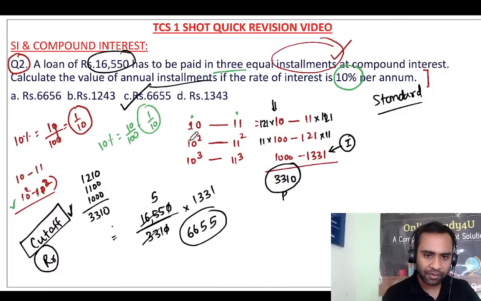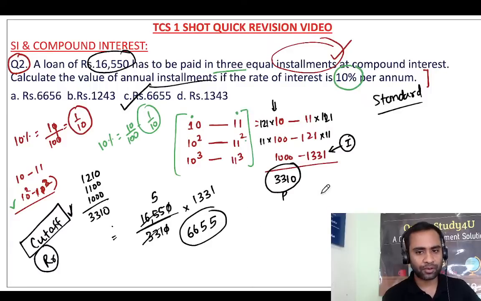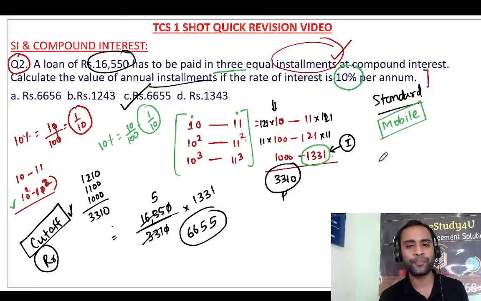Now they are telling for 3 equal installments. So 10 square, 11 square, 10 cube, 11 cube. After this, what you have to do? As you know, 11 cube is 1331, 10 cube is 1000. Now you know installment will always be the same. If you buy any mobile phone on EMI, then you will have to give the equal installment, right?